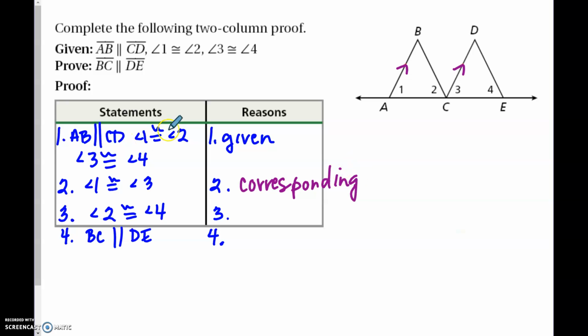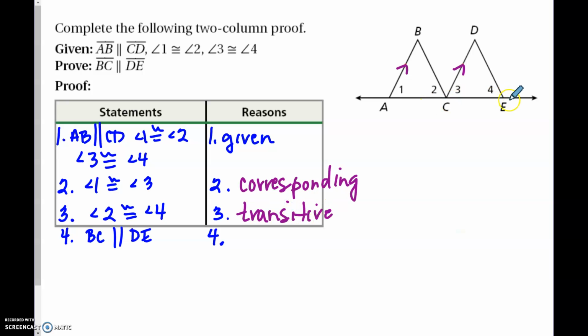Now let's see, 1 is congruent to 2, and 1 is congruent to 3, so that means 2 and 3 are congruent. Well, 3 is congruent to 4, so if 2 is congruent to 3 and 3 is congruent to 4, that must make 2 and 4 congruent. So this is using your transitive property here.